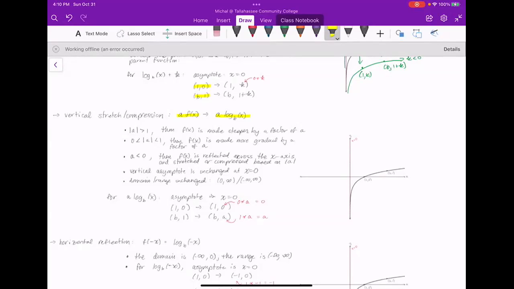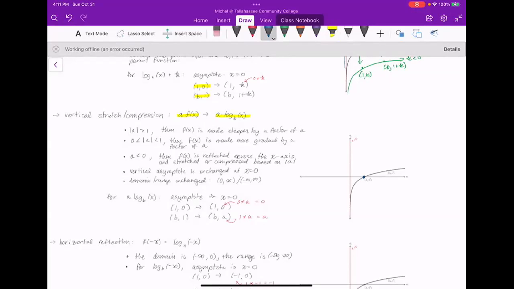But the way that we do this is our asymptote stays the same, but all my points x, y are going to change by y times a. So my x's stay unchanged. So x equals 1, y equals 0 goes to x equals 1, y equals 0 times a, or 0. So I'm still going to intersect the same x-intercept. And then my point b comma 1 is going to become b comma 1 times a, which is just a.